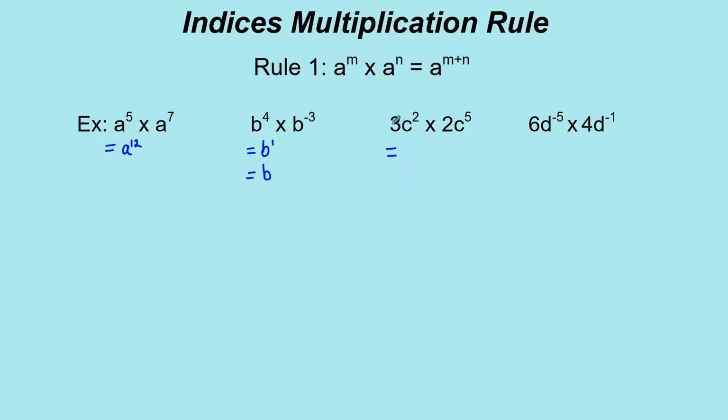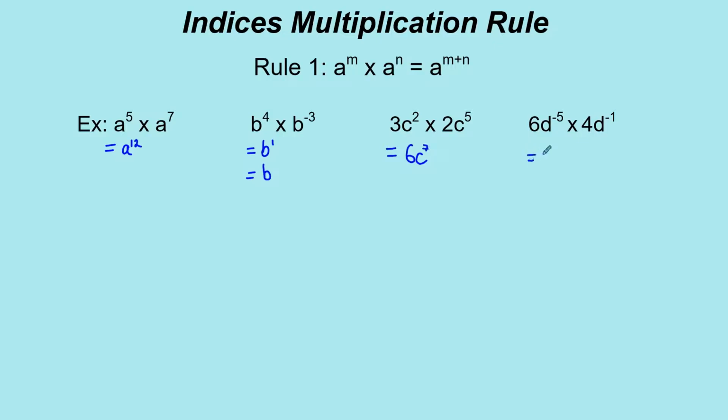Example number 3. This one starts to introduce whole numbers into the expression. So we've got 3 2's. Just as always, 3 times 2 would be 6, so no special rules here. Then we move on to the algebraic terms. So we've got c squared times c to the power 5. 2 add 5 is 7, so we end up with c to the power 7.